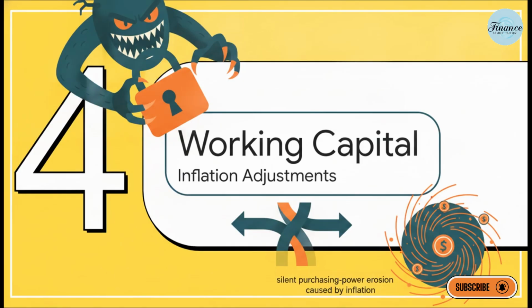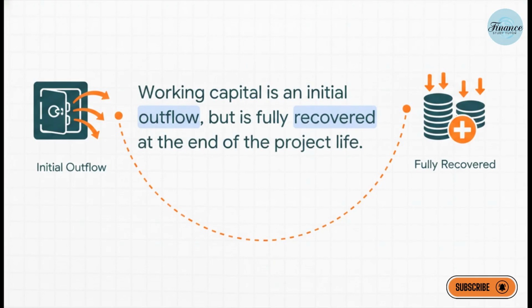Next up, Section 4, Working Capital and Inflation. As if taxes weren't tricky enough, we now have to deal with invisible forces that totally warp our cash flows, starting with the temporary lockup of working capital. When you launch a new project, you almost always need to buy some initial inventory or hold receivables, right? That working capital is a strict cash outflow right at the start, but here is the absolutely critical part to remember. That money's not gone forever.